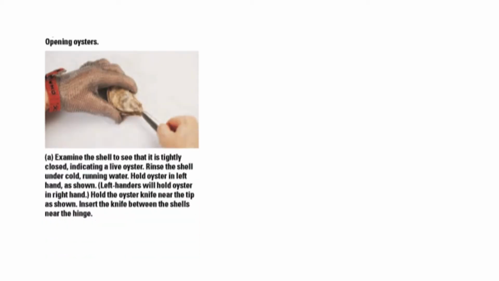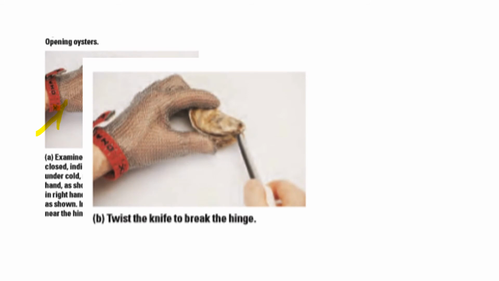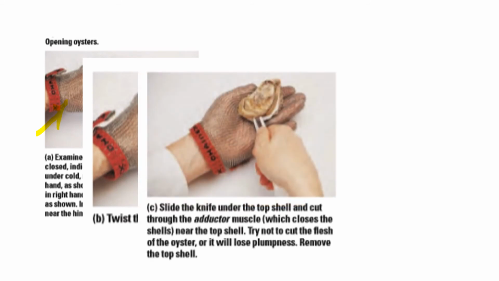So opening oysters, here this is what I was talking about. They are also called shucking oysters. Here you put in the knife through. I would like to note the kind of gloves that have been used. These are metal net gloves. So even in case there is a slip of the knife, your hand is not hurt. That's why it's protective gear that one wears. Twist the knife to break the hinge and then slide the knife under the top shell. That's how you remove the flesh.